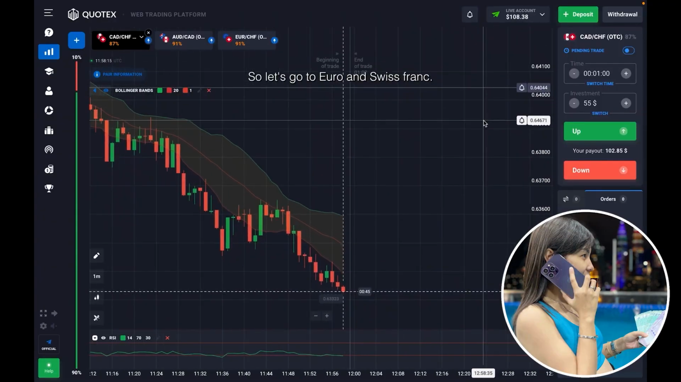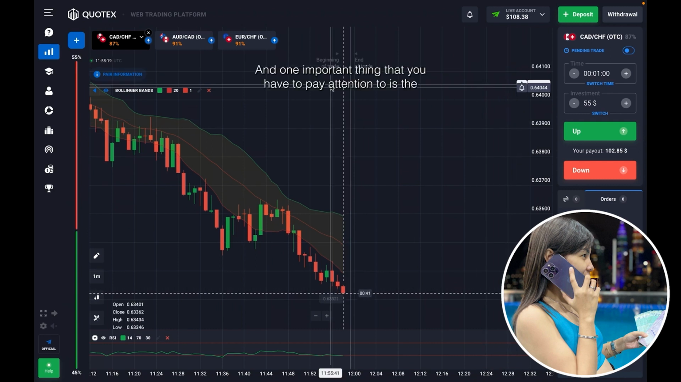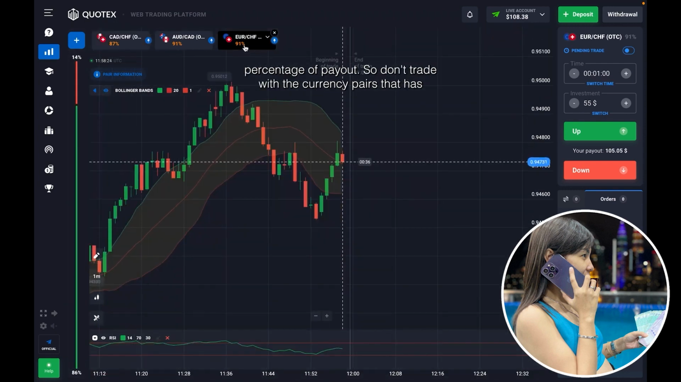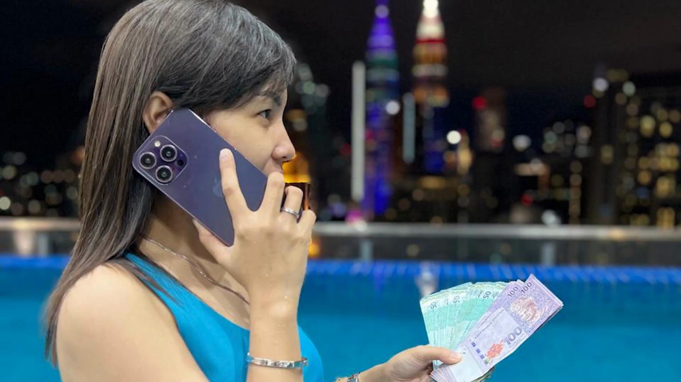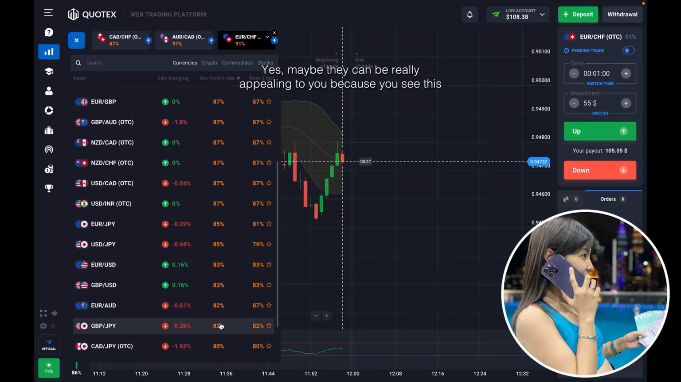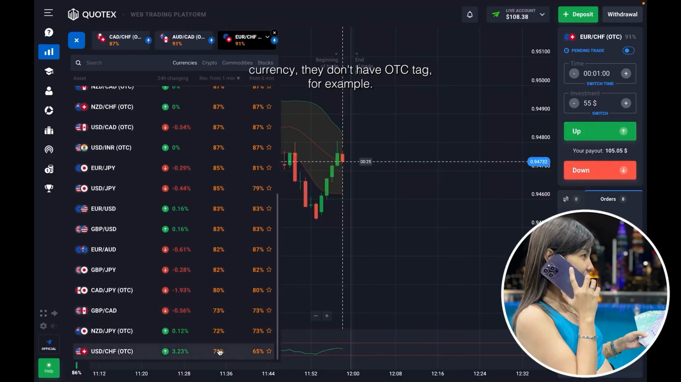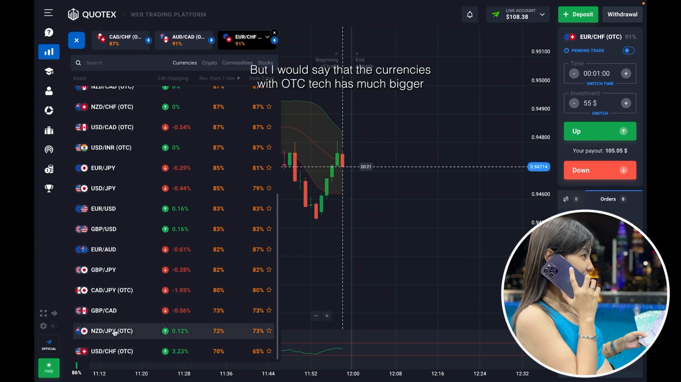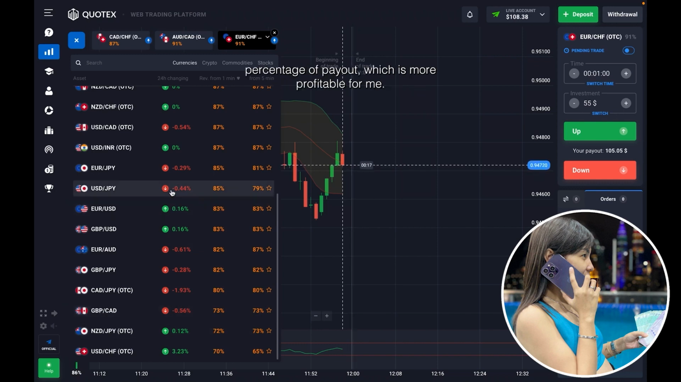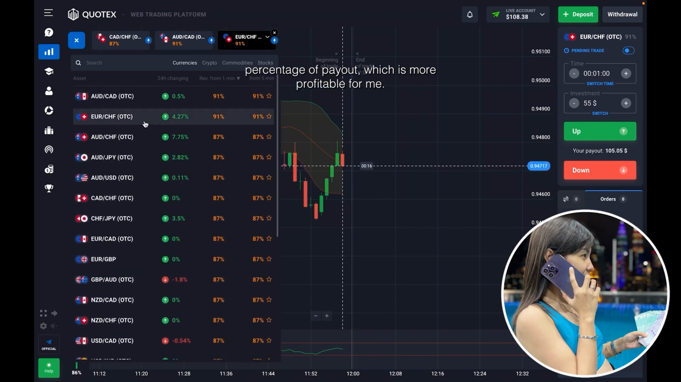So let's go to your entry strength. And one more important thing that you have to pay attention to is the percentage payout. So don't trade with currency pairs that have really low percentage of payout, like 73, 72, etc. Yeah, maybe that can be really appealing to you because you see this currency doesn't have an OTC tag, for example, but I would say that the currencies with OTC tag have a much bigger percentage of payout, which is more profitable for me, of course.